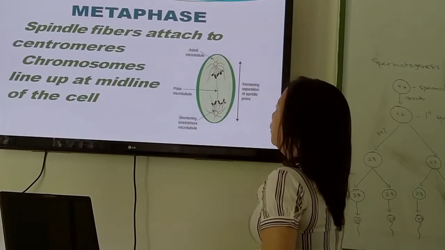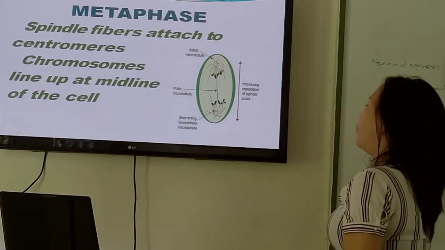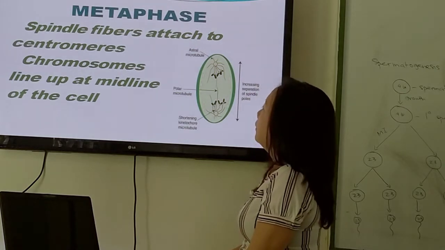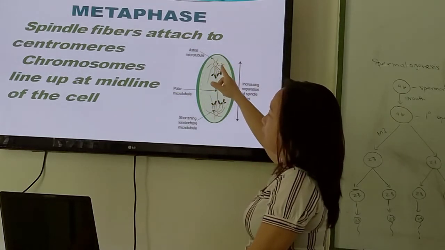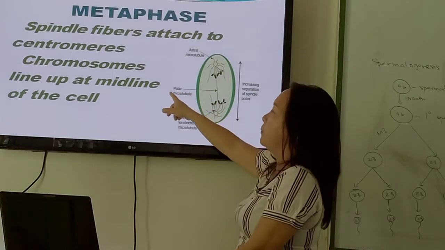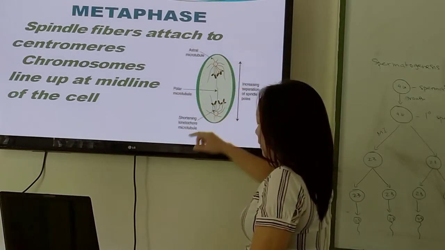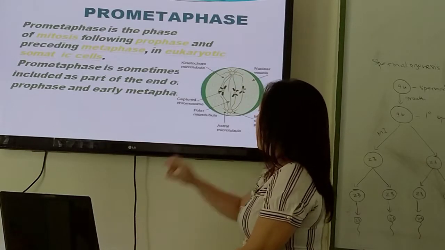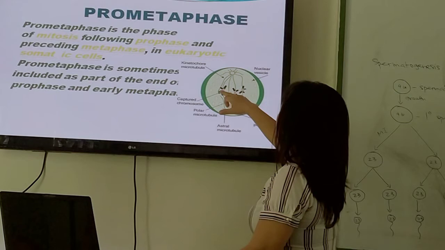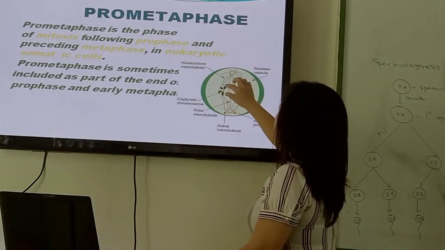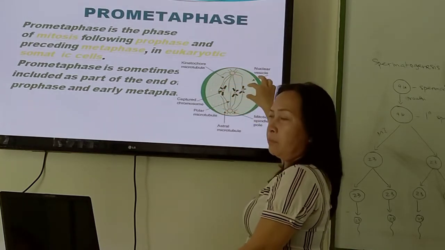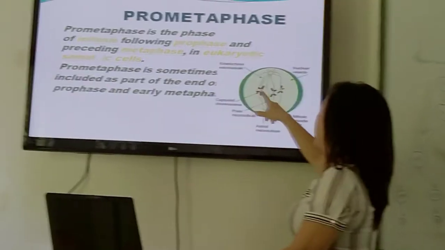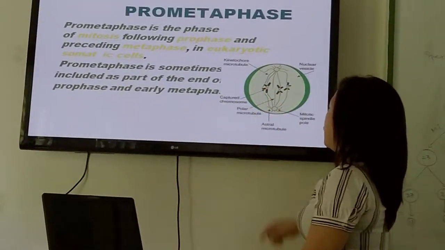Now, metaphase. What is distinct in metaphase? Now, here, the spindle fibers attach to the centromere, and the chromosomes line up at the midline of the cell, so the middle. So, they line up at the middle. Okay. Look, they start to line up at the middle, at the equatorial plate. We call that the equatorial plate, or the middle. Okay. So, this is now the equatorial plate.